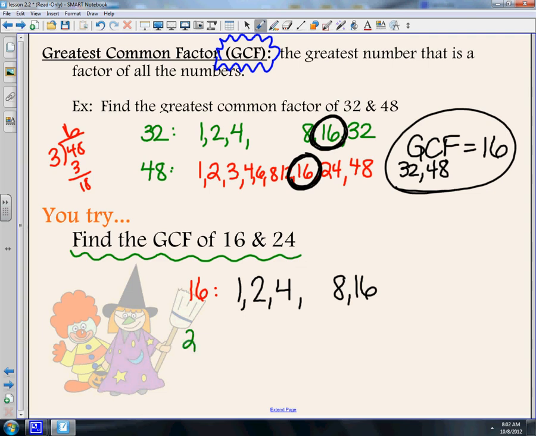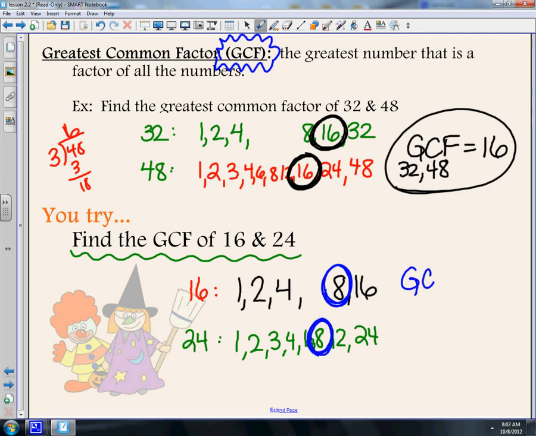So now I have 24, and I have 1 and 24, 2 and 12, 3 and 8, 4 and 6. Is that it? I think so. So the greatest common factor here is 8. So the GCF of 16 and 24 equals 8.